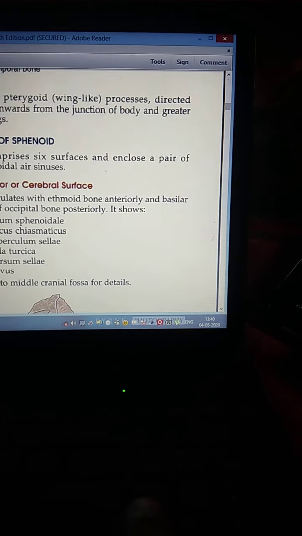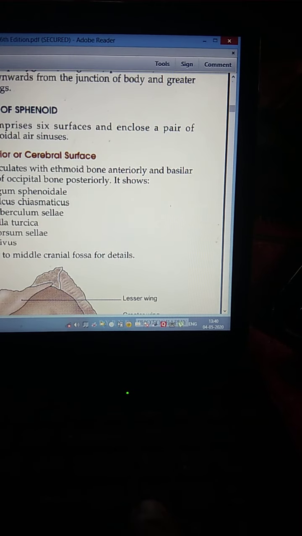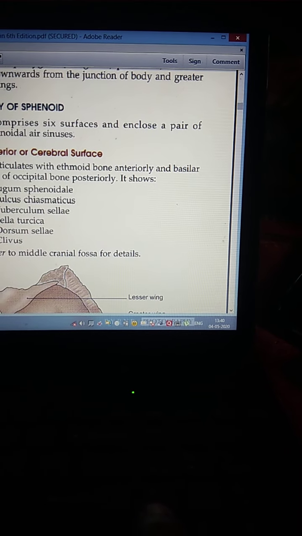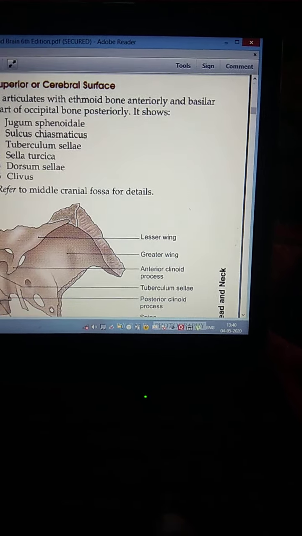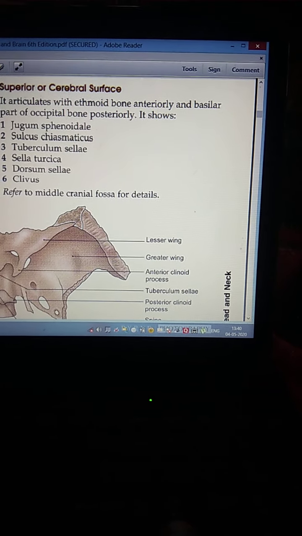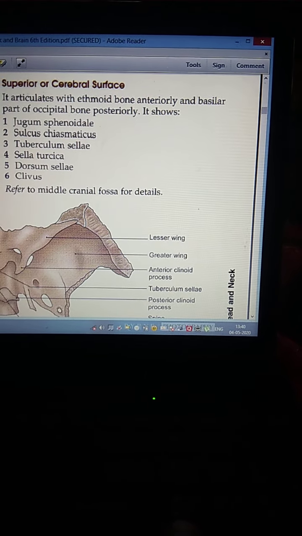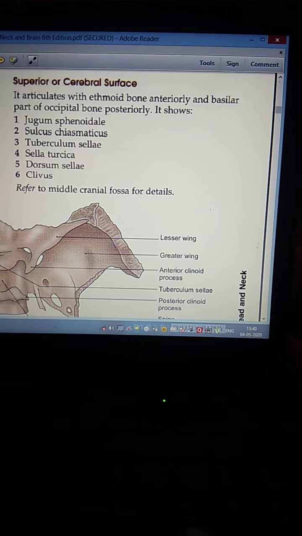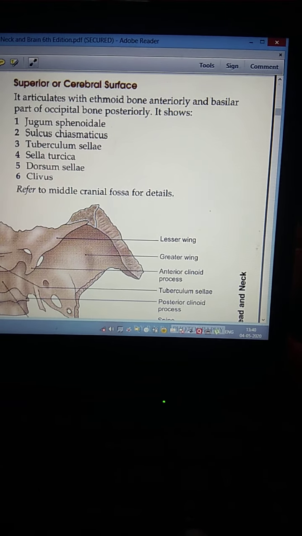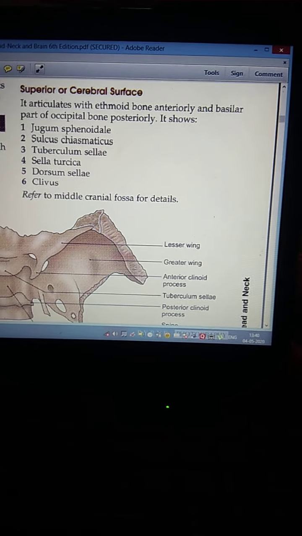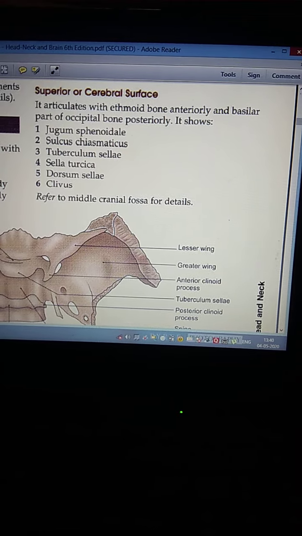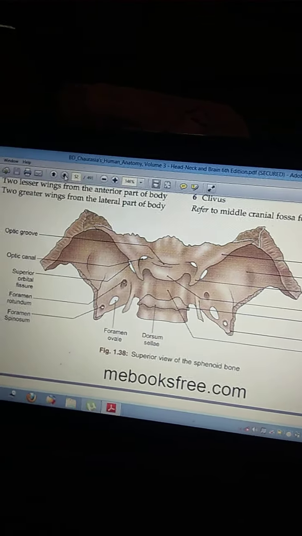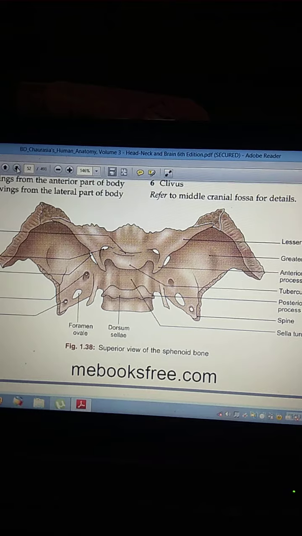Body of the sphenoid. It comprises six surfaces and encloses a pair of sphenoidal air sinuses. Superior and cerebral surfaces: there is the jugum sphenoidale, sulcus chiasmaticus, tuberculum sellae, sella turcica, dorsum sellae, and clivus. Refer to the middle cranial fossa for detail. This is the figure of the sphenoid bone.